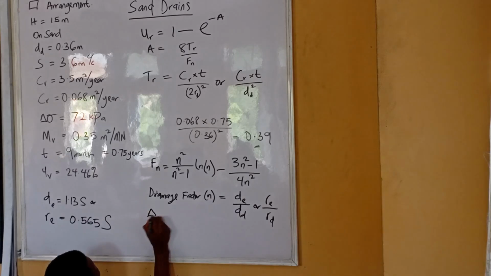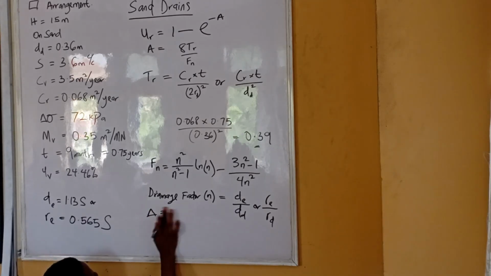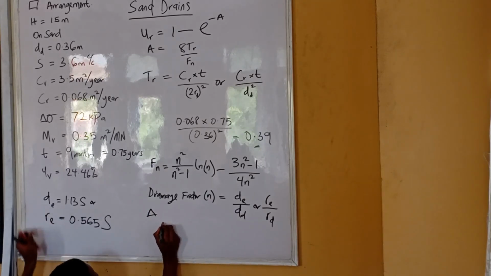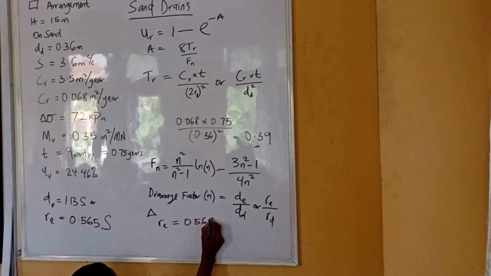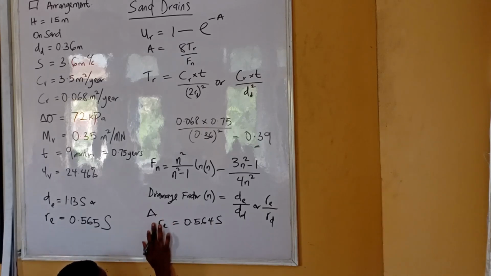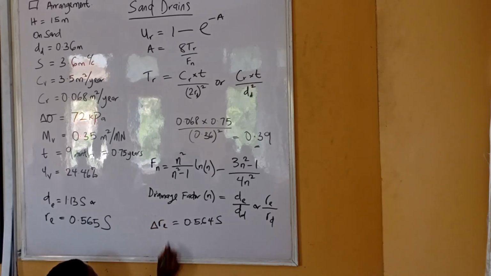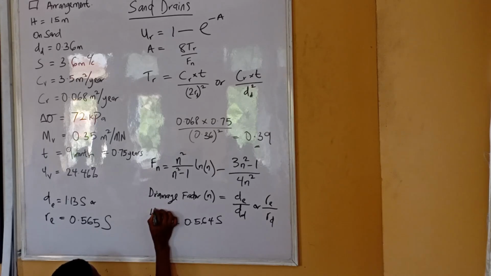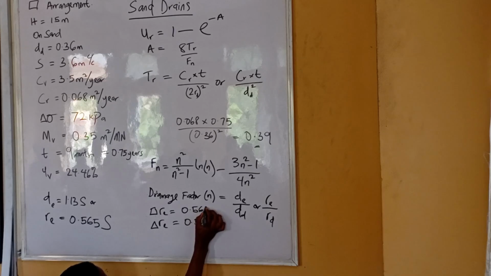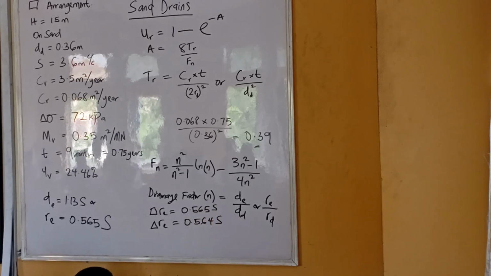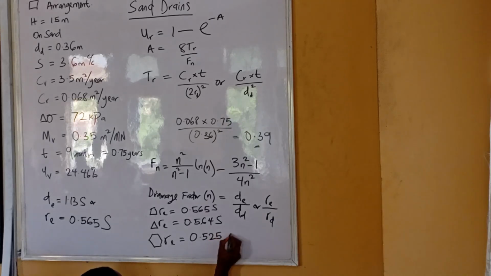So for triangular, our RE is equal to 0.564 S. For triangular, 0.564, yes. For square, RE is equal to 0.565 S. And for hexagonal, it is equal to 0.525 S.